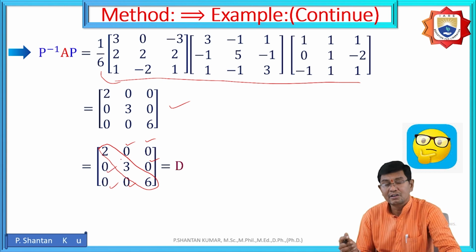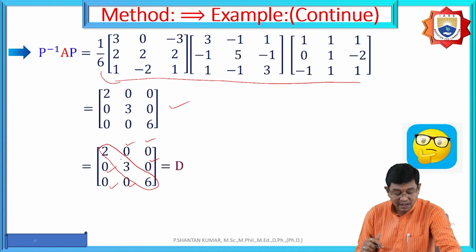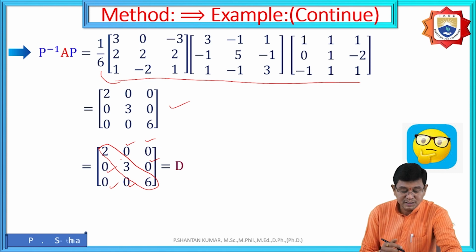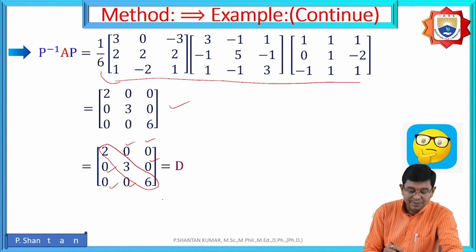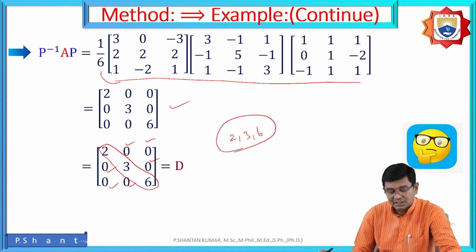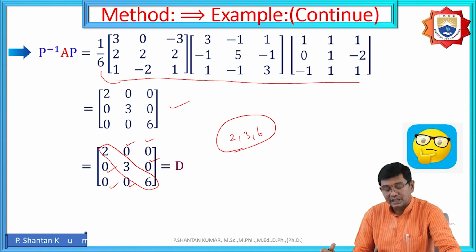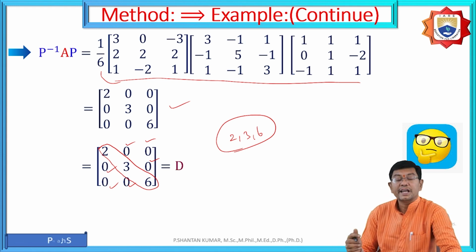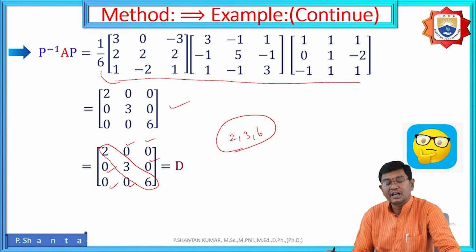That means the other values are zeros, so the non-diagonal elements are 0. The diagonal elements are 2, 3, 6, and these diagonal elements clearly satisfy the eigenvalues of the matrix. The eigenvalues of the matrix are equal to the diagonal elements, that is 2, 3, 6.